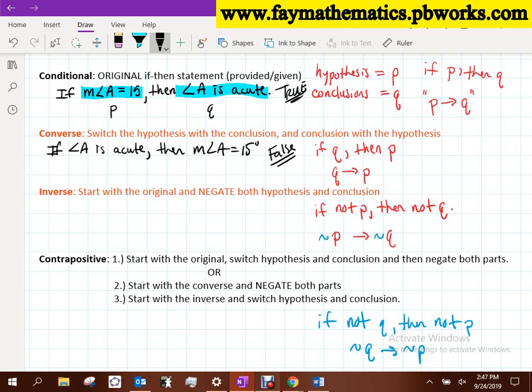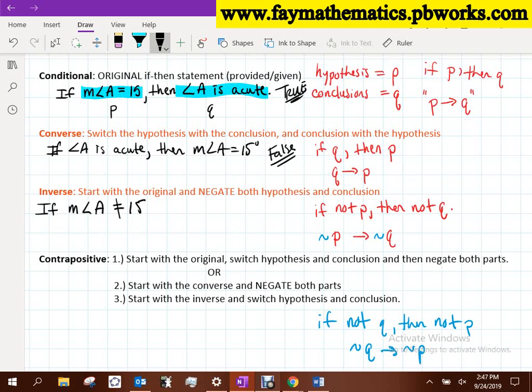So again, going back to the original, the inverse says you just negate the P and the Q, the hypothesis and the conclusion. You can write this a couple different ways, but this is usually the way you're going to see it written. If measure of angle A is 15, this says is not 15. Okay? So when you put a slash through your equal sign, you're saying that equality does not exist there.